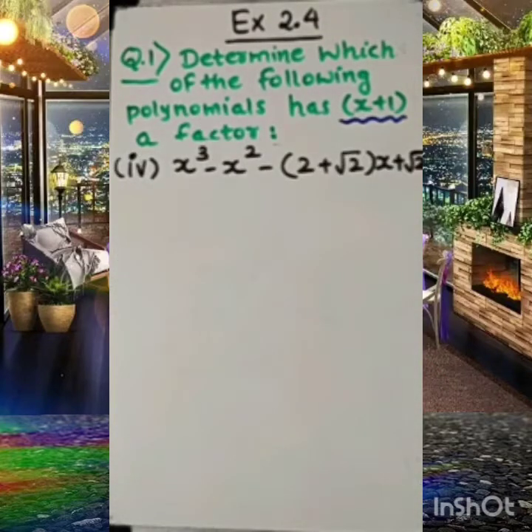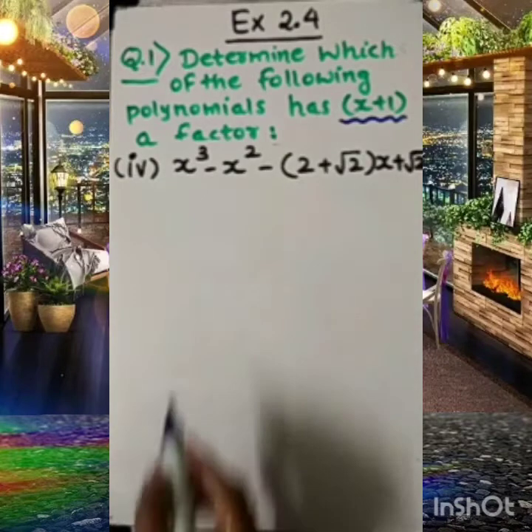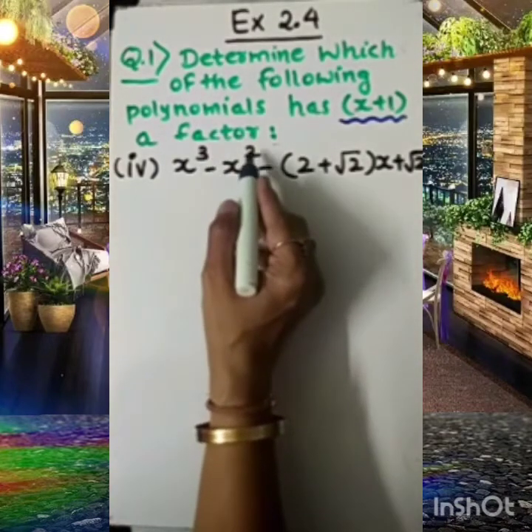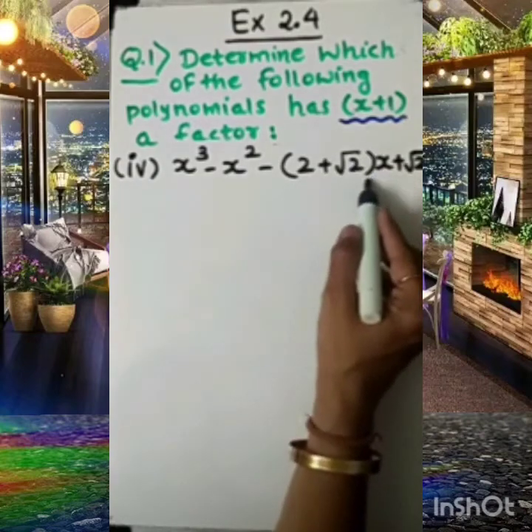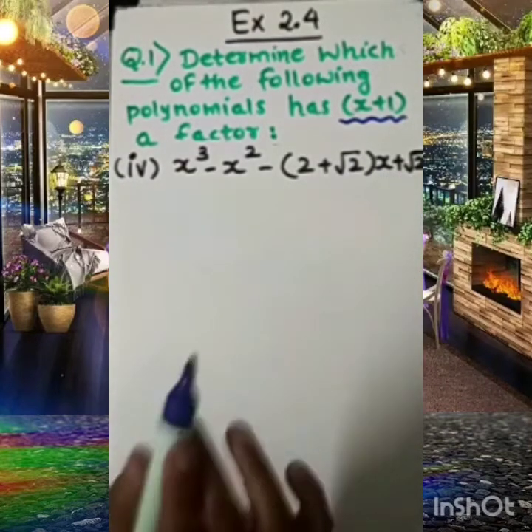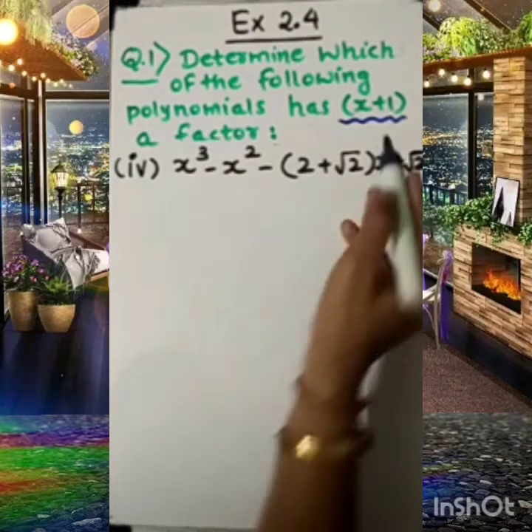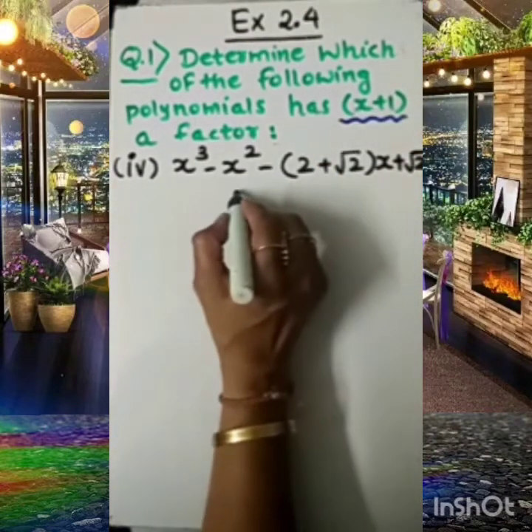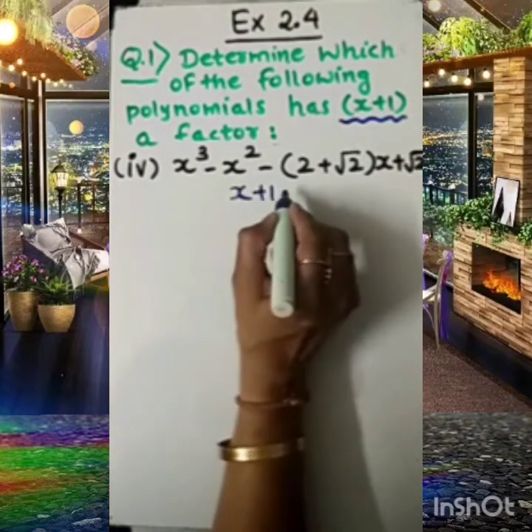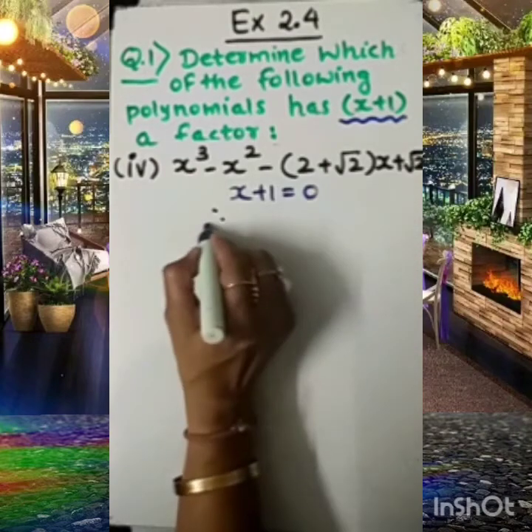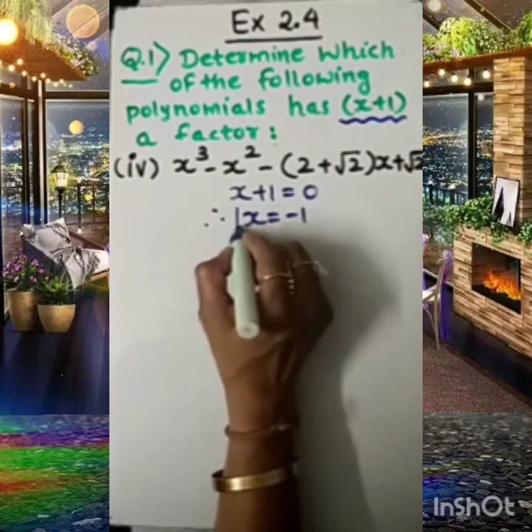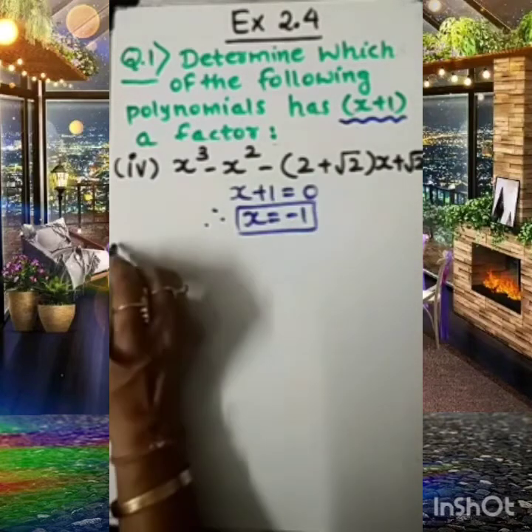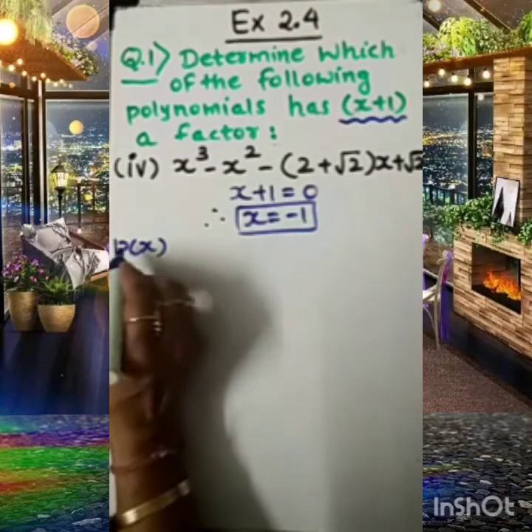So my dear student, here in the fourth part of question 1 is x to the power 3 minus x square minus in bracket 2 plus root 2 complete x plus root 2. This we are given. Okay. So let's begin. We want to check whether this is a factor of the given polynomial or not. x plus 1 equal to 0. So the value of x is minus 1. Now this value I am going to put in this px.